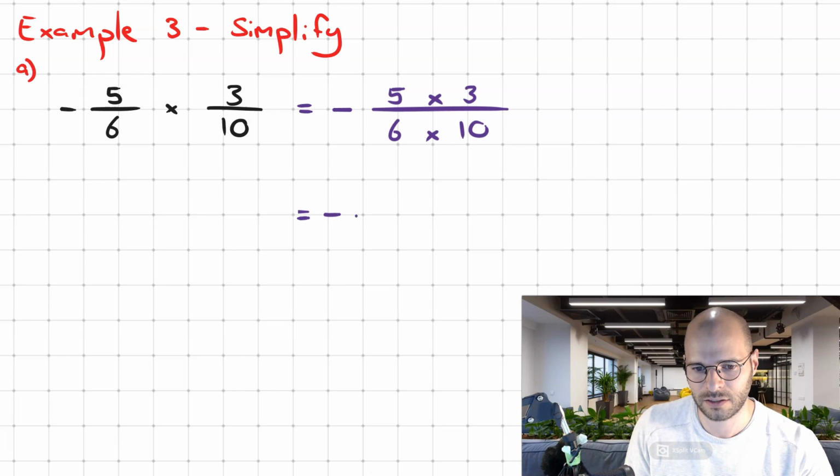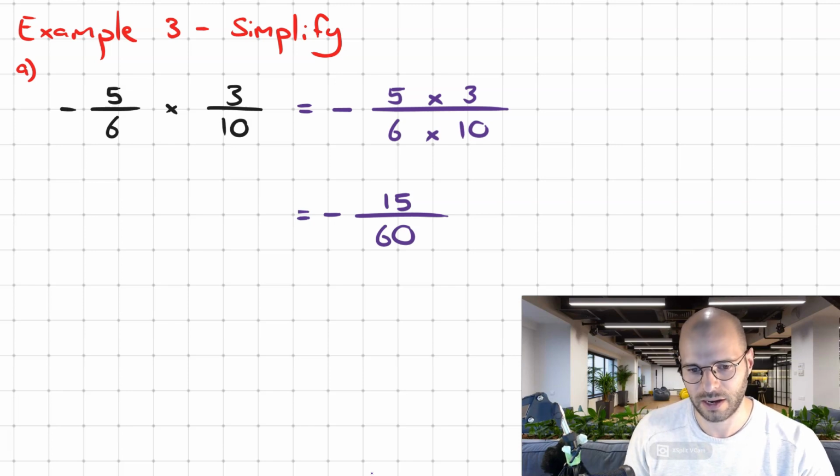I go to the next line and I do the actual multiplication. Negative goes out front, vinculum. 5 3s are 15, 6 10s are 60. So at first glance, the answer is going to be negative 15 over 60. However, if I remember back to the previous lesson, I can simplify these fractions.